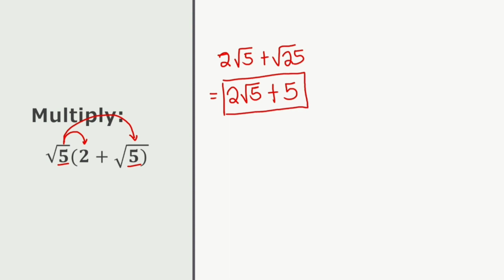So the product of square root of 5 times the quantity 2 plus square root of 5 in simplest form is 2 square root of 5 plus 5. So let's have some more examples. Are you guys excited? Let's move on.